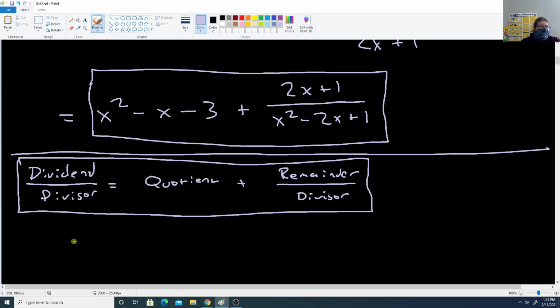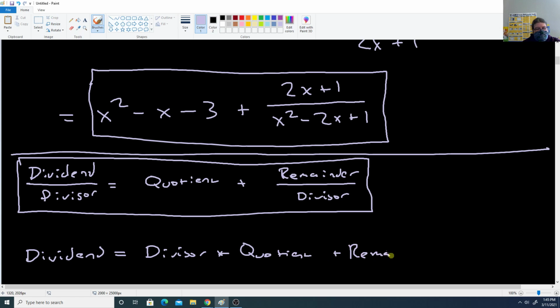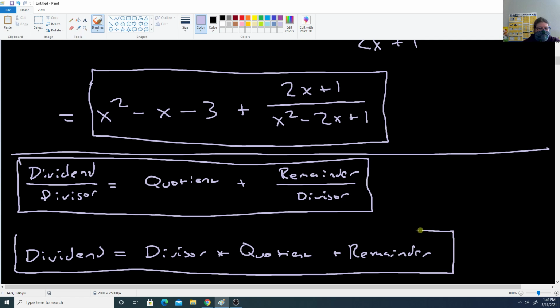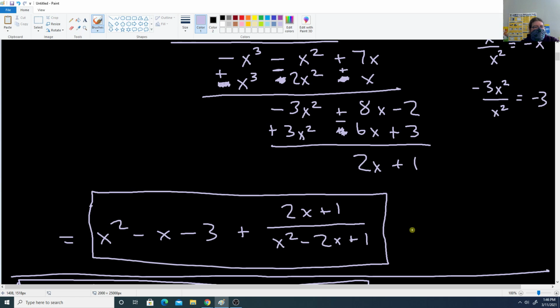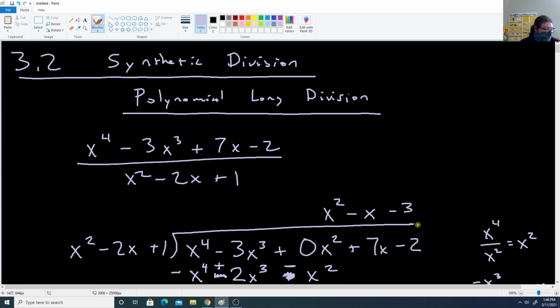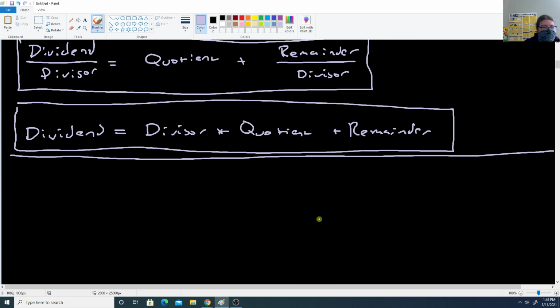There's a second form of the division algorithm that we're going to use in the next section, which is dividend equals divisor times quotient plus remainder. And we'll use the second form when we want to use synthetic division to factor. Okay, so now that we've shown an example of how to handle it with polynomial long division whenever you can't use synthetic division, we'll do a couple examples of showing you how synthetic division works.